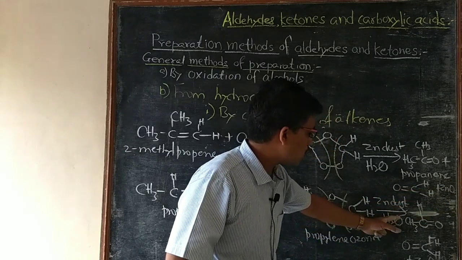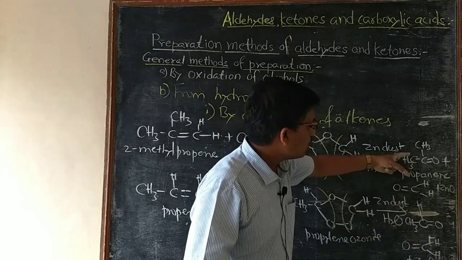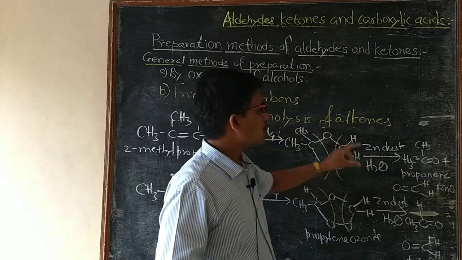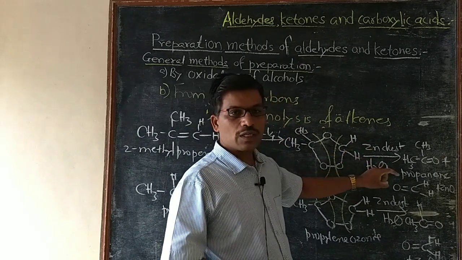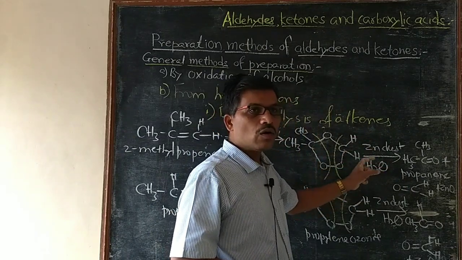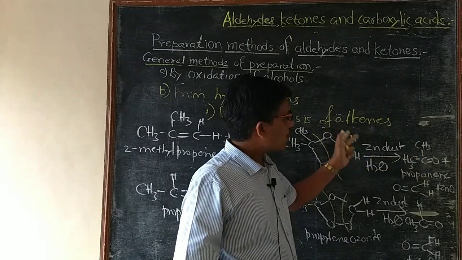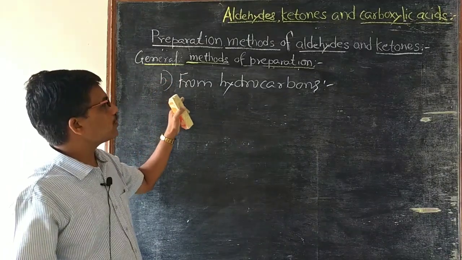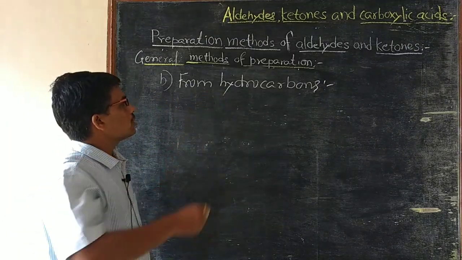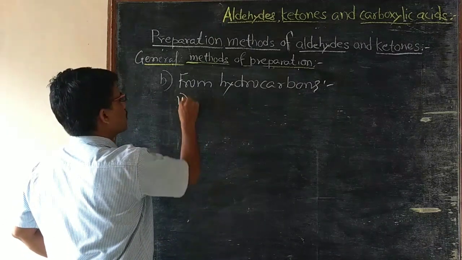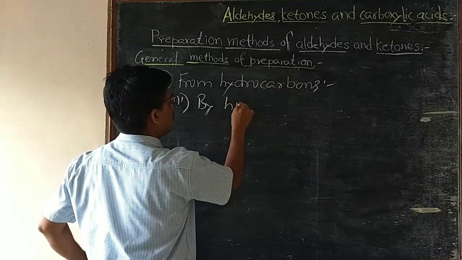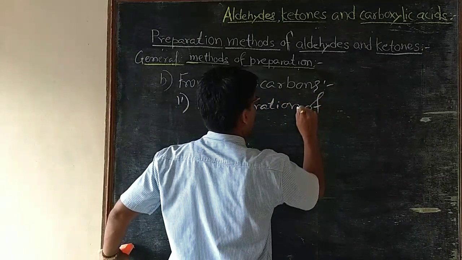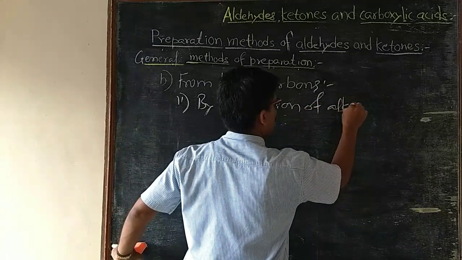In the previous case we have seen both are aldehydes. In this case one is a ketone and one is an aldehyde, that means the final product is an aldehyde or ketone, or aldehydes and ketones. Then the next method of preparation of aldehydes and ketones from hydrocarbons is by hydration of alkynes.